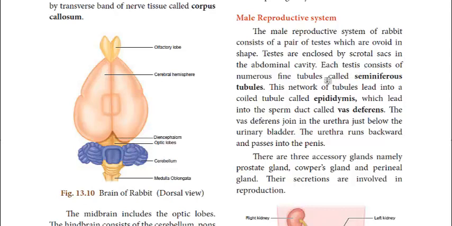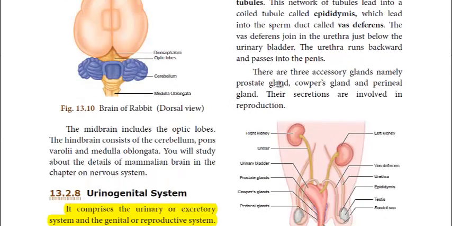The sperms formed here get stored in the epididymis, which leads into the sperm duct called vas deferens. Again, it goes through a duct to the vas deferens. The vas deferens join in the urethra. Next, there are 3 accessory glands, namely prostate gland, corpus gland and perineal gland. These secretions are involved in reproduction.